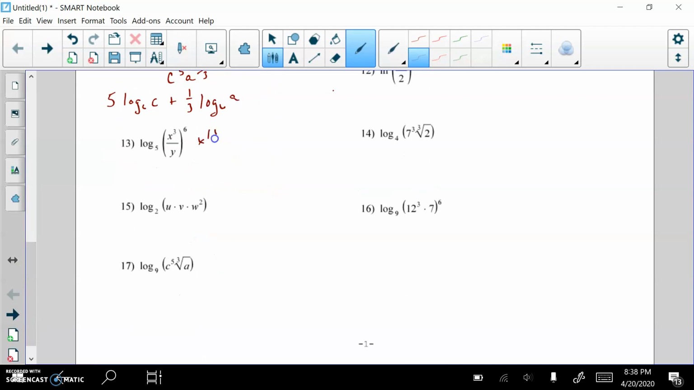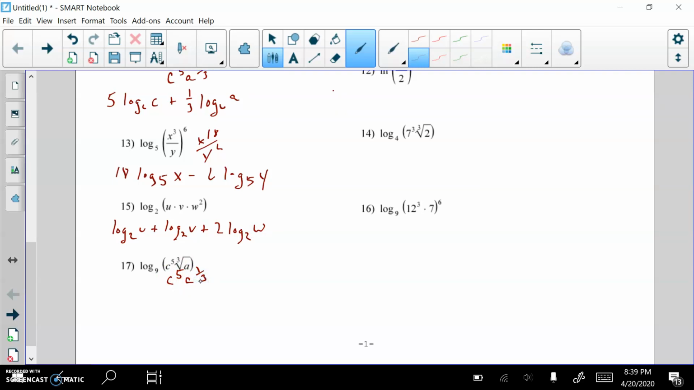13, x to the 18th over y to the 6th. 18 log base 5 x minus 6 log base 5 of y. Number 15, log 2u plus log 2v plus 2 log 2w, c to the 5th a to the 1/3.